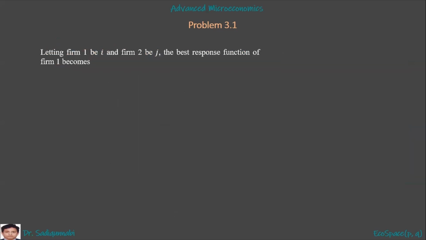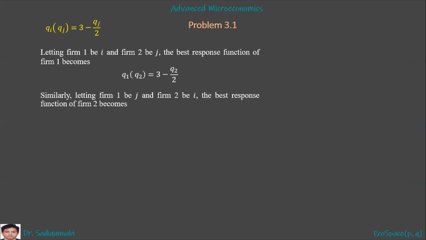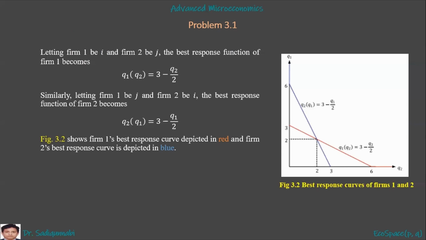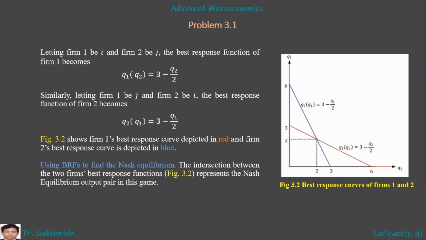If we let i equal 1 and j equal 2, the best response of firm 1 becomes 3 minus Q2 upon 2. Similarly for firm 2, if we let firm 1 be j and firm 2 be i, then the best response function of firm 2 becomes 3 minus Q1 upon 2. This is shown in figure 3.2, the best response curves of firms 1 and 2. Firm 1's BRF is in red and firm 2's BRF is in blue. Using these two BRFs, we find the Cournot-Nash equilibrium at this point.